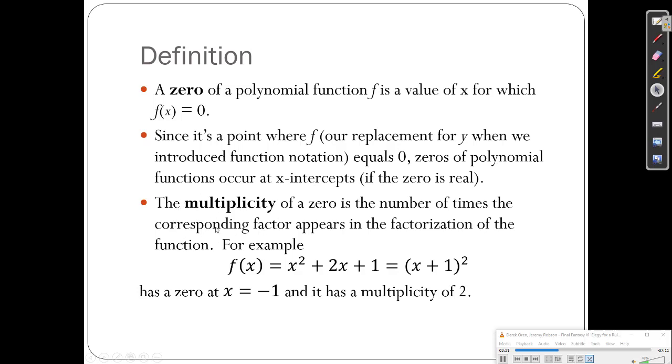We're going to talk about multiplicity. Multiplicity of a zero is the number of times the corresponding factor appears in the factorization. So here I give you a quick example.